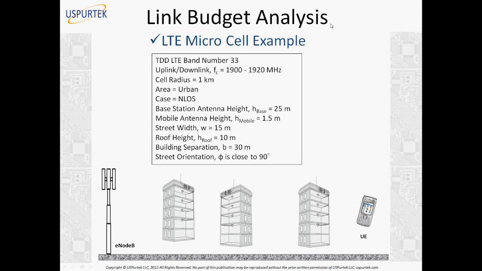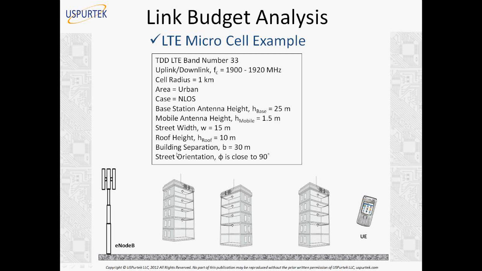Cell radius is 1 kilometer because this is a micro cell. Area is urban. Case is near line of sight. That means a lot of diffraction will be happening here. Base station antenna height is given here. So we also consider a street width. We use some of the default values.